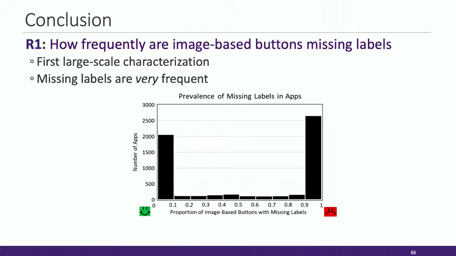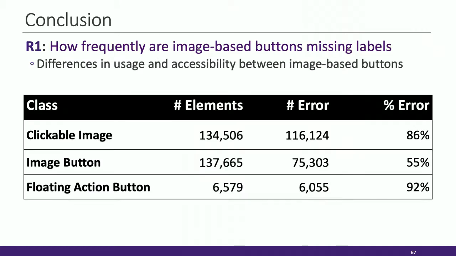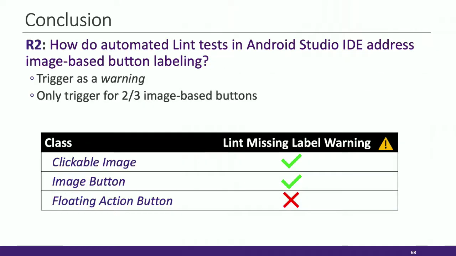So in conclusion, going back to our research questions, looking at the frequency of missing labels, we saw large-scale analysis as a really good way to characterize this space and found that missing labels are still very frequent. Moreover, that frequency changes depending on the type of image-based button used. And within our second research question about automated testing in Android Studio, first we found that it triggered as a warning, so you could ignore it and the app would still compile, as opposed to an error, and that it was only triggered in 2 out of 3 of the image-based buttons.